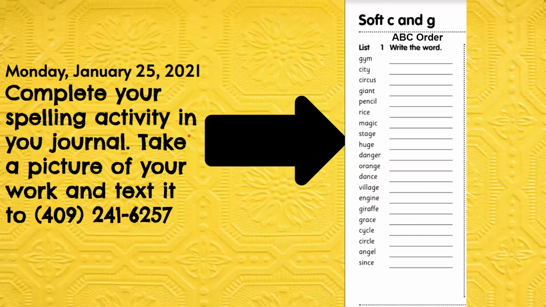First, you have your spelling activity. This week, our spelling activity is over the soft C sound and the soft G sound. So go ahead and rewrite these words in alphabetical order. Once you're done, take a picture and send the picture to Miss Willis.